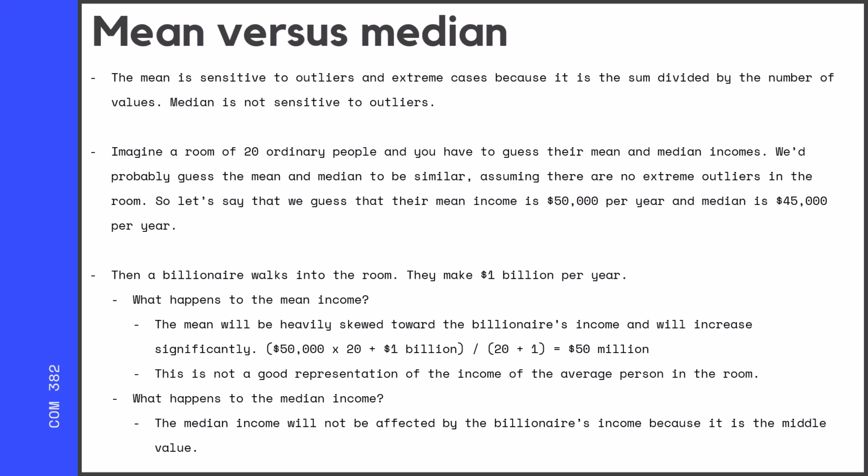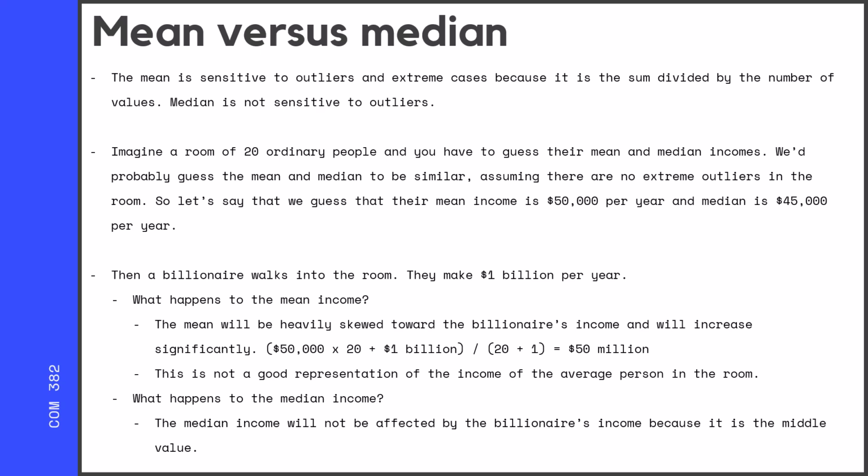And then a billionaire walks into the room. This person makes $1 billion a year. What will happen to the mean income? Remember, the mean is sensitive to outliers. And again, remember, mean would be adding up everything, dividing it by the number of people. So the billionaire's income will heavily skew the mean and will increase the mean significantly.